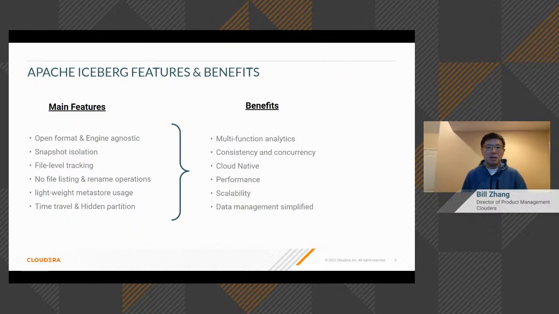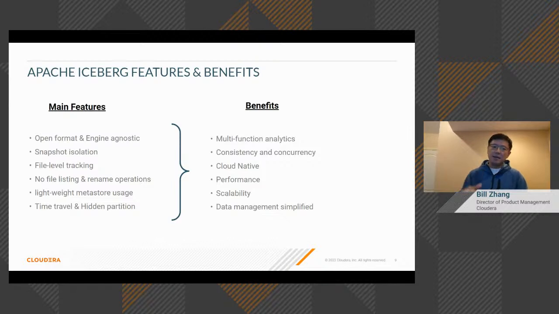So what does that mean? Because of no file listing, by avoiding the file listing and the renaming operation, Iceberg tables are compatible with any object stores, right? No consistent listing is required, making it perfect for cloud native object stores such as S3, ADLS, and GCS. So this is a perfect table format for cloud native big data.